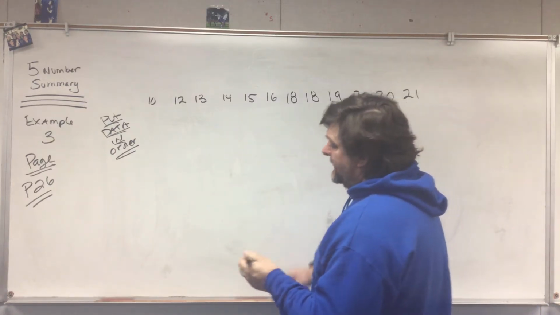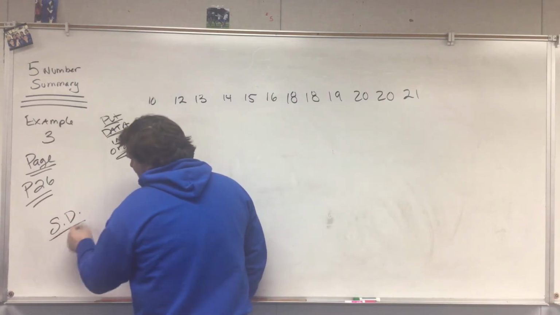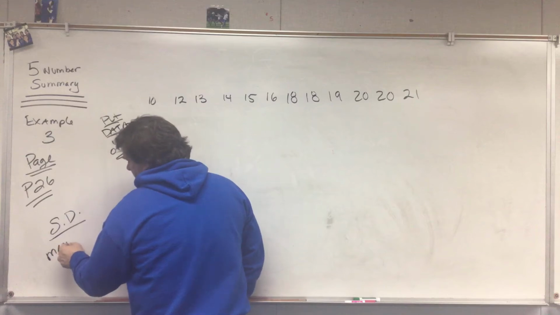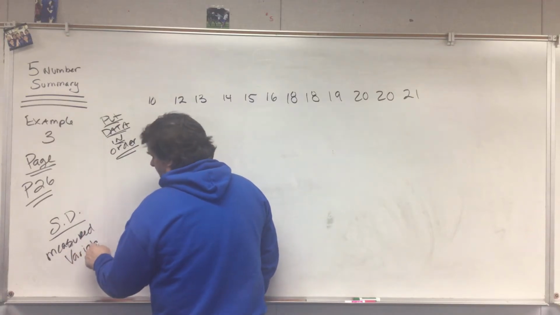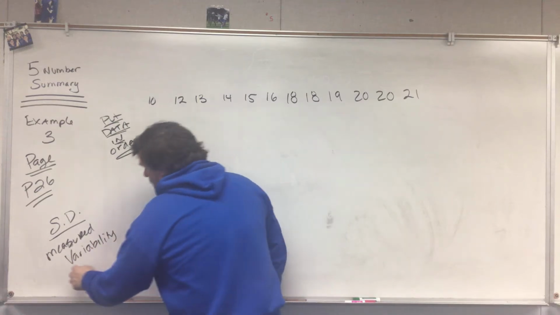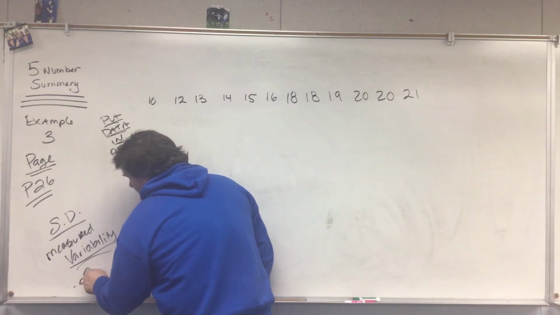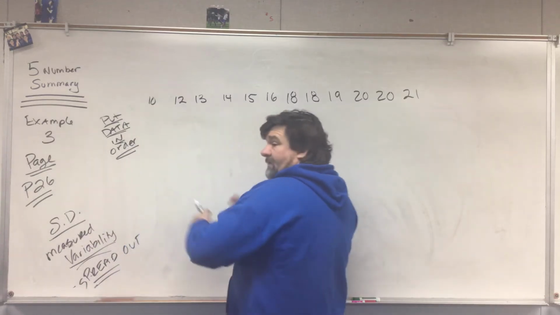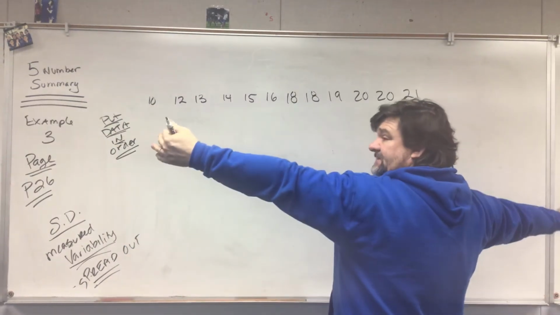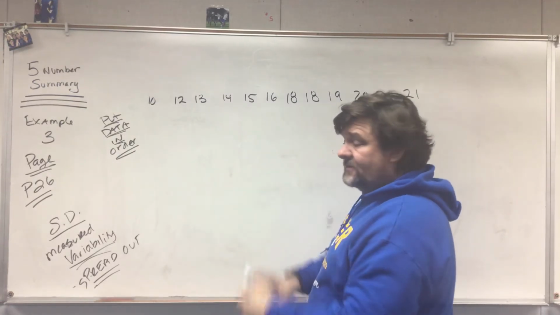So just like standard deviation, remember, SD, standard deviation measured variability. In other words, it measured spread. How far apart are the data points spread out? Okay? So the farther out they're spread out, the bigger the standard deviation is going to be. The smaller the standard deviation, the more together the points are going to be.